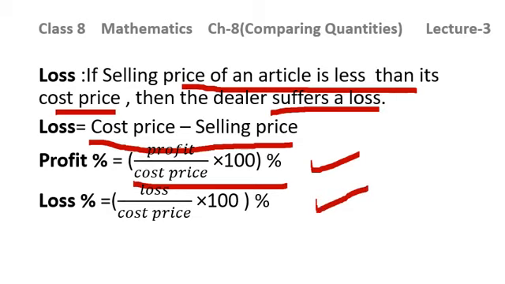So loss: if selling price of an article is less than the cost price, then the dealer suffers a loss. Loss will be given by cost price minus selling price. Then profit percent formula is profit over CP into 100%, and loss percent is loss over CP, that is cost price, into 100%.